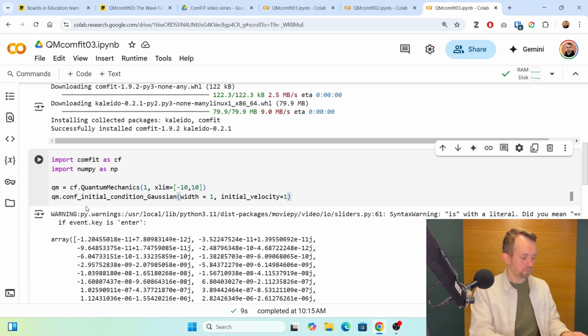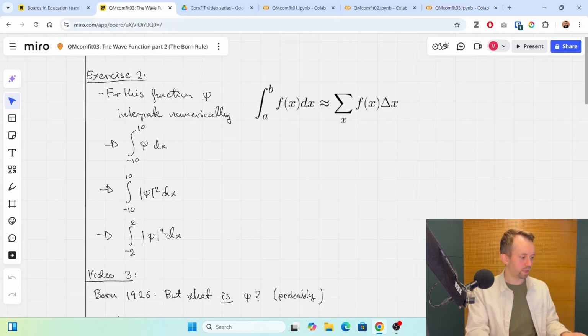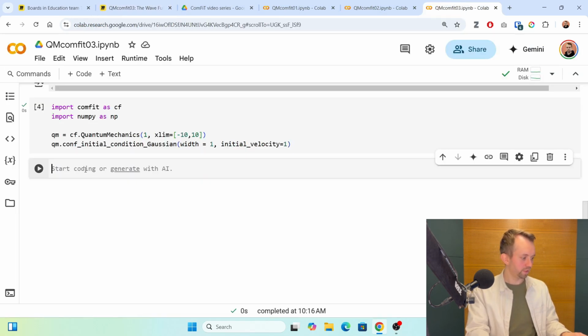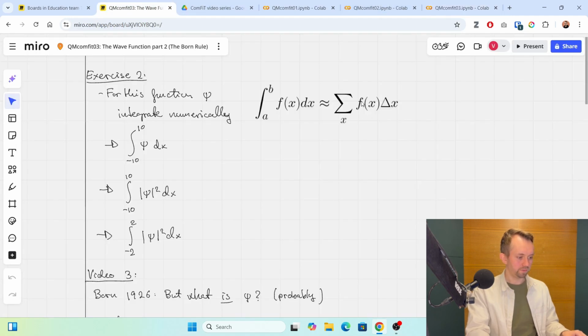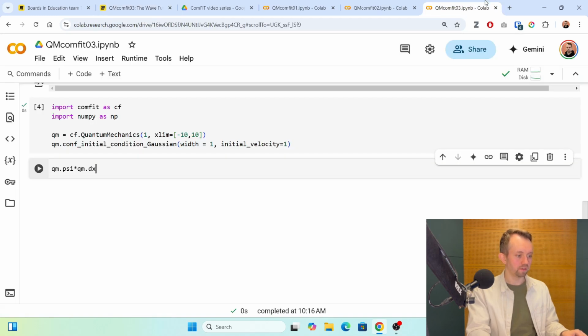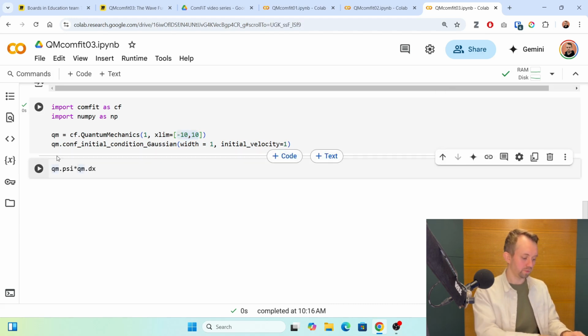So, to integrate it, we need to calculate what we have here: f of x times delta x. So that is simply going to be qm.psi, that's the function we want to integrate, multiplied by qm.dx. So now we have the thing that is here, and then I want to sum over all the x values from minus 10 to 10. Now, minus 10 to 10 is exactly the limits of my system, which means that this is simply just going to be the sum of all of these things.